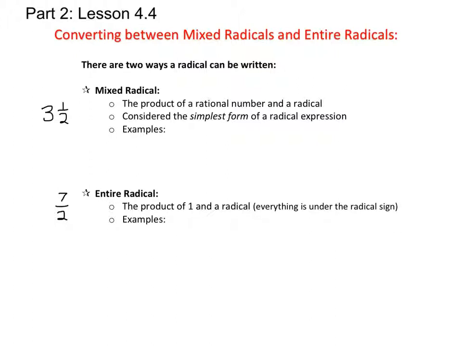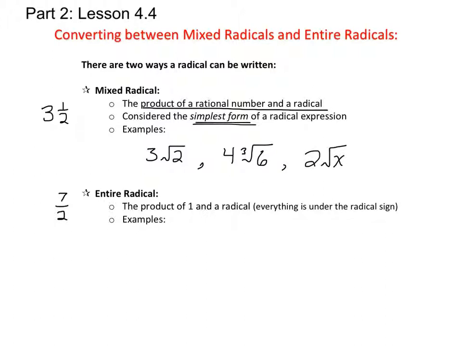A mixed radical has a product of a rational number and a radical. It's considered the simplest form of a radical expression. So some examples of that could be 3 times root 2. You could have 4 times the cubed root of 6. And another example is 2 times the square root of x.